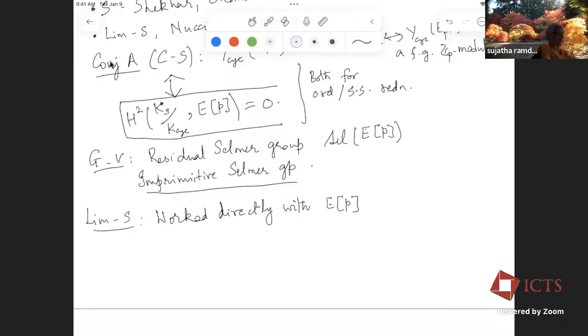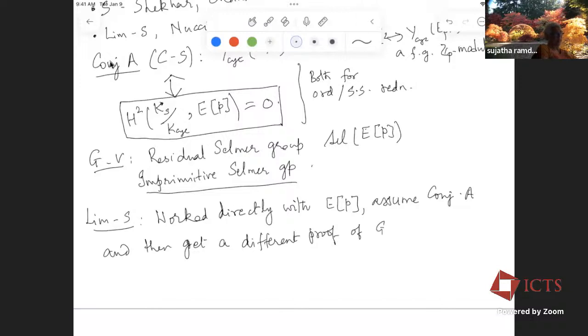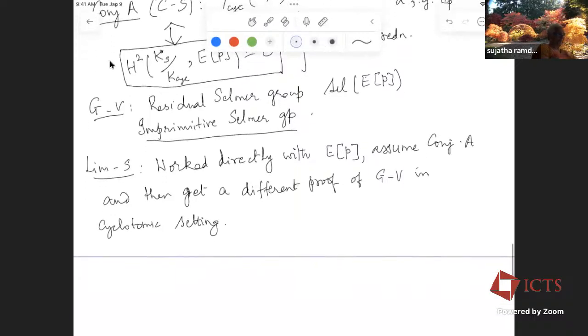Assume Conjecture A, which we know depends only on the residual representation, and then get a different proof, a totally different proof in fact, of Greenberg-Wuthrich in the cyclotomic setting. So this is what we did in the cyclotomic setting.